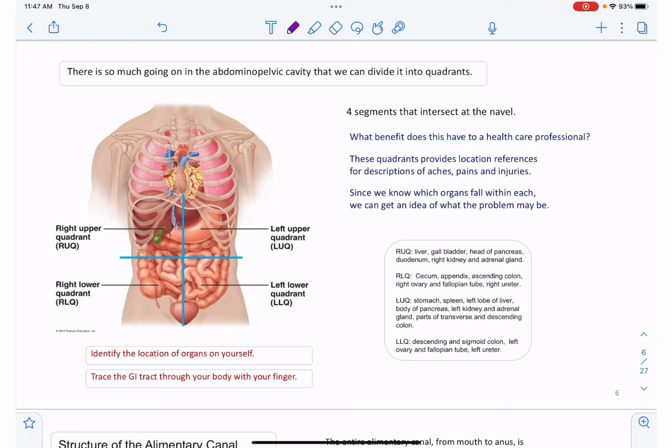This is kind of a side note, but it's worth mentioning. There's so much going on in the abdominopelvic cavity with regards to these digestive organs that it's helpful from a medical perspective to be able to divide it into different sections. One of the ways you can do that is divide it into quadrants, divided into 4 different sections. And that's what we're looking at in this figure.